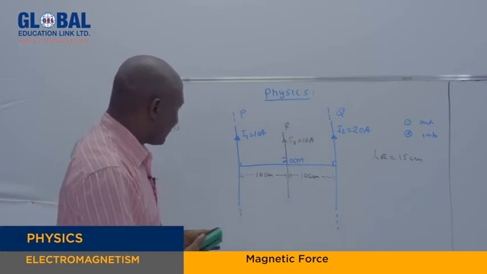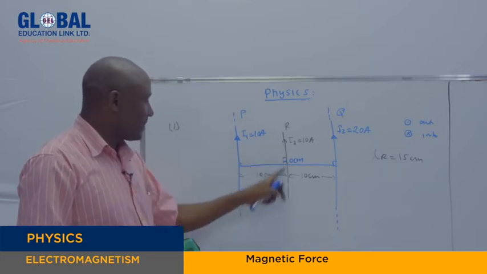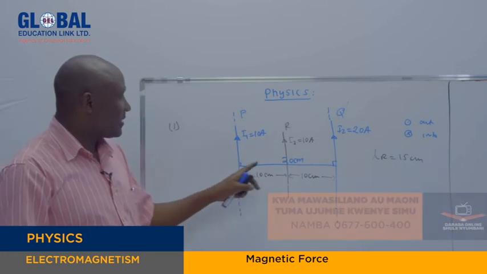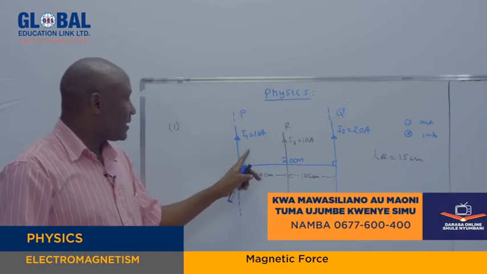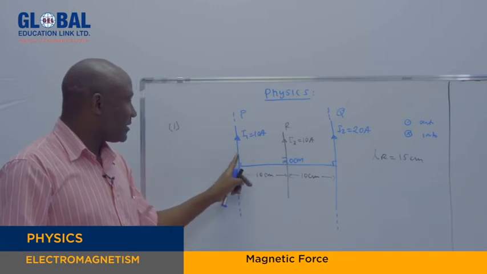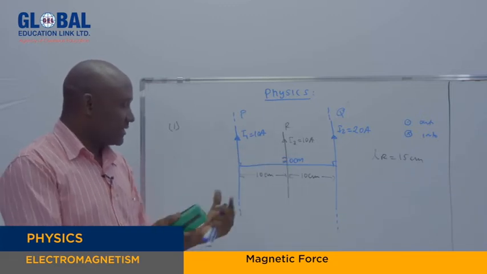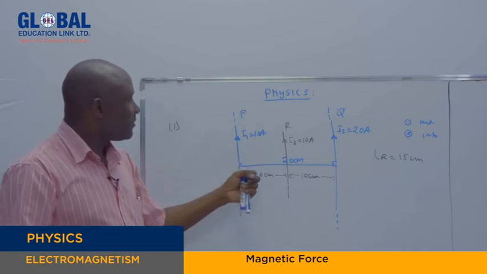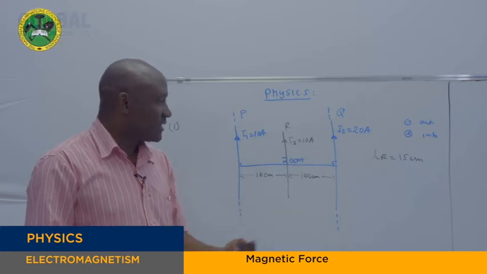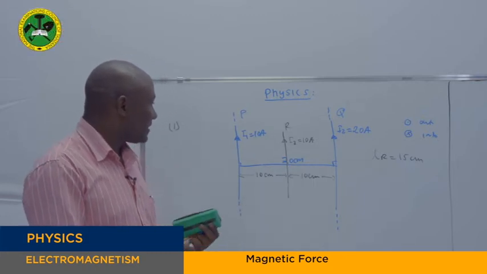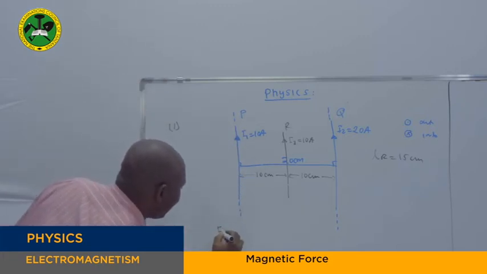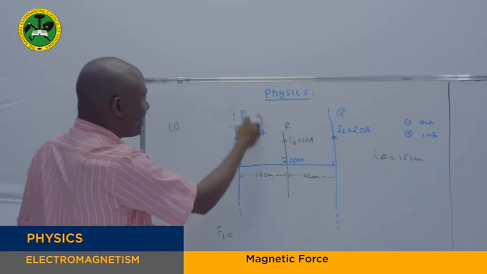Now, if you're looking for the magnetic forces here, since R is in between the two wires, you should start by finding the forces produced by wire P. There must be a force which is either attractive or repulsive. And then we have another force from wire Q. We're going to see whether it's attractive or repulsive. Let's find the force on R. Let's talk of force 1, which has been created due to P.